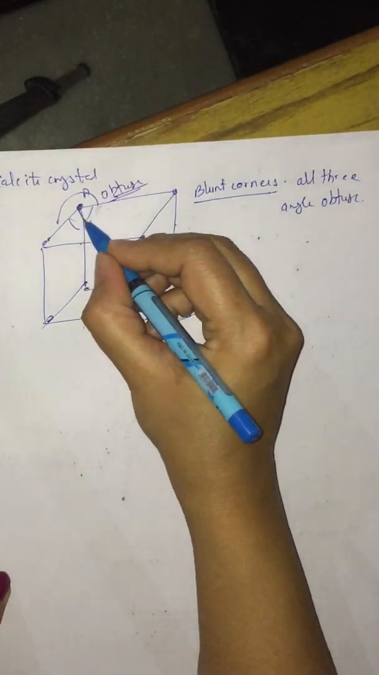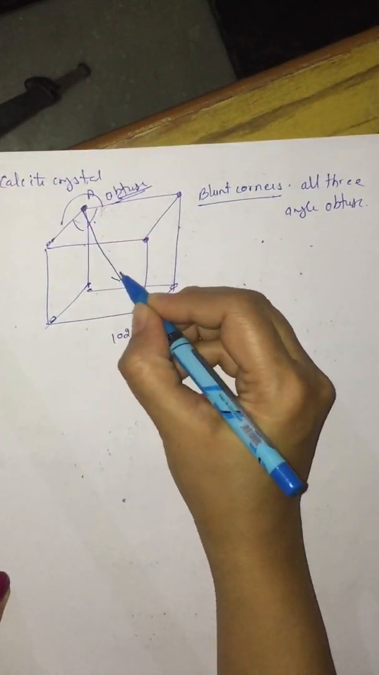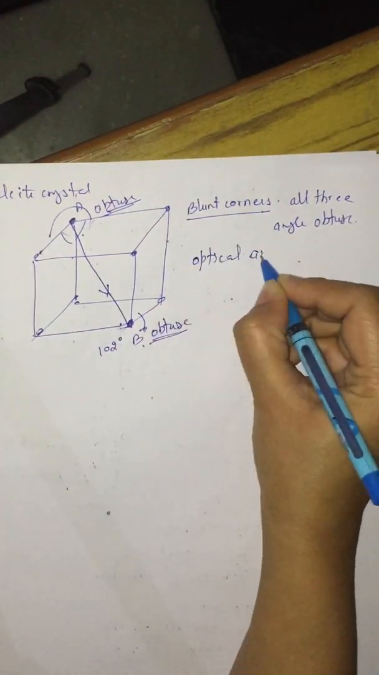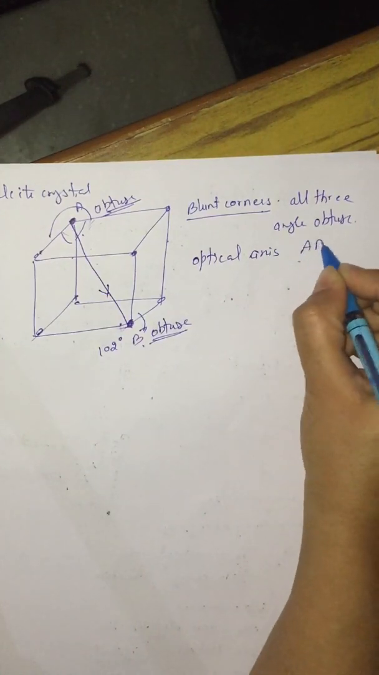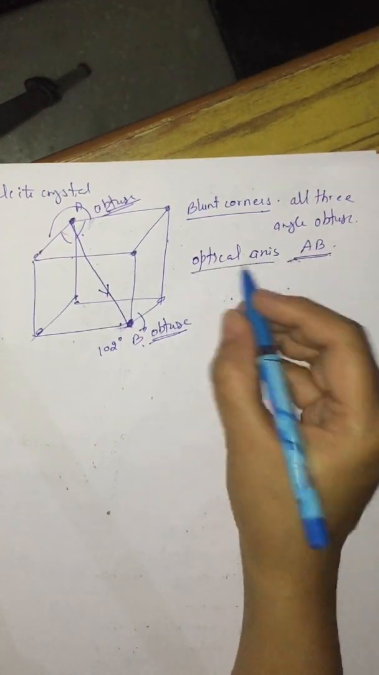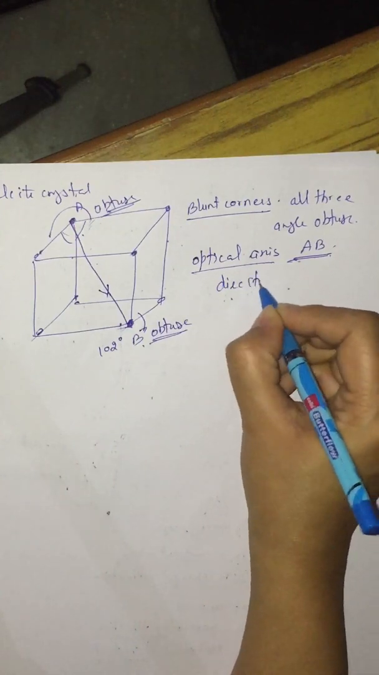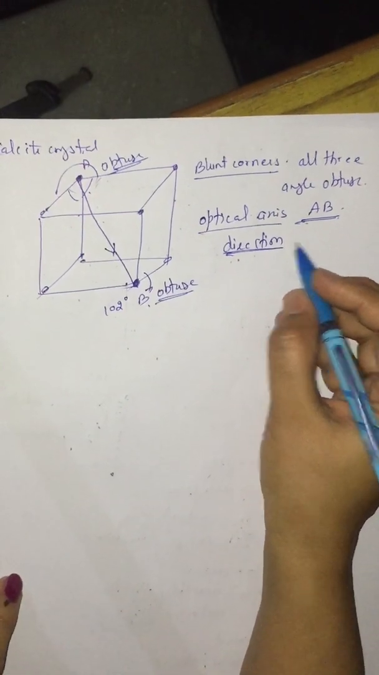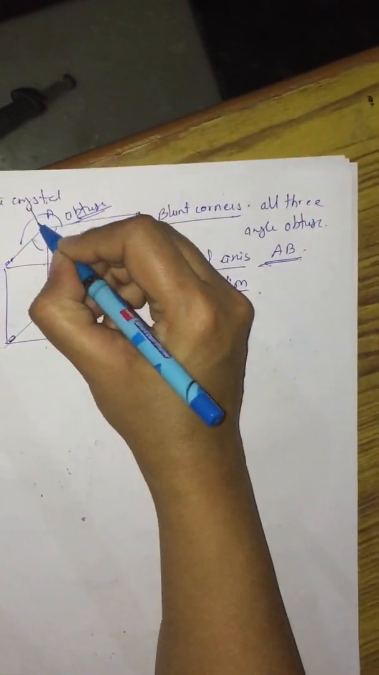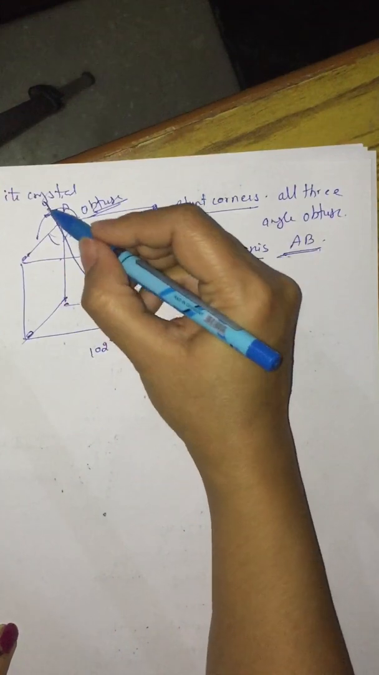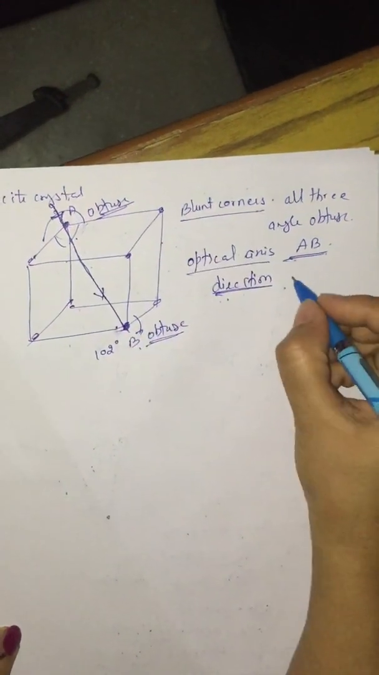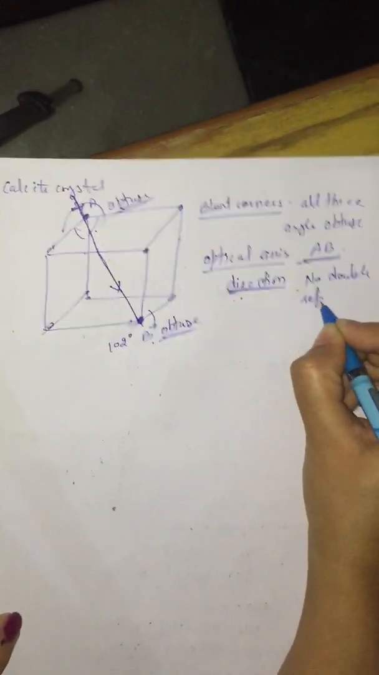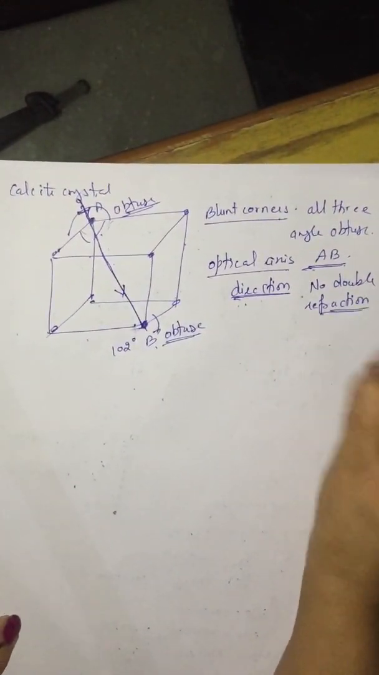The axis which connects these 2 blunt corners is known as the optical axis. It means it is a direction. It is not a line, it is a direction. It is an imaginary direction such that when the ray is allowed to fall along this optical axis, there is no double refraction. Only the phenomenon of single refraction takes place.